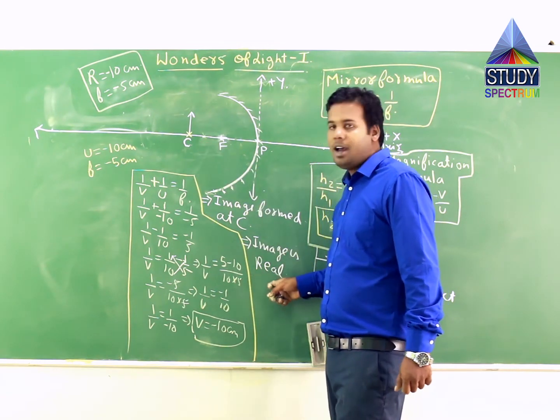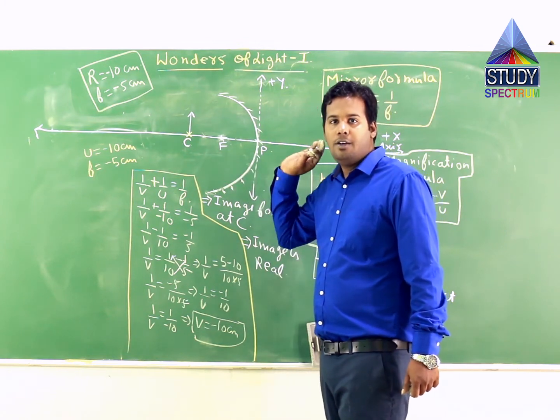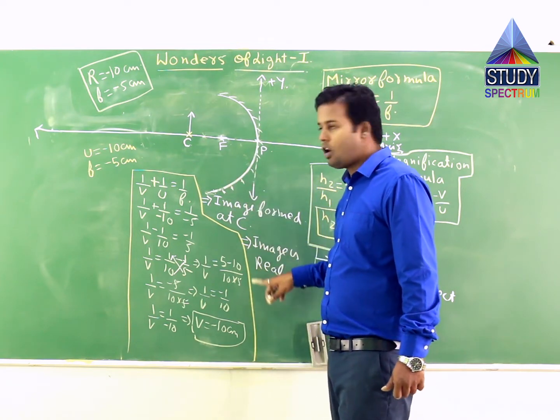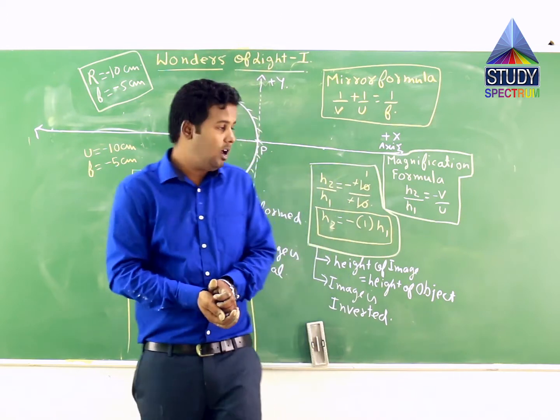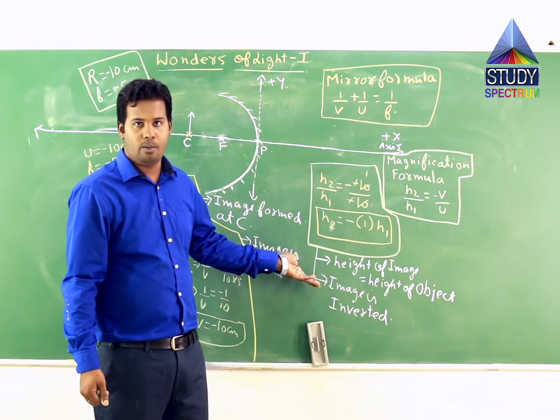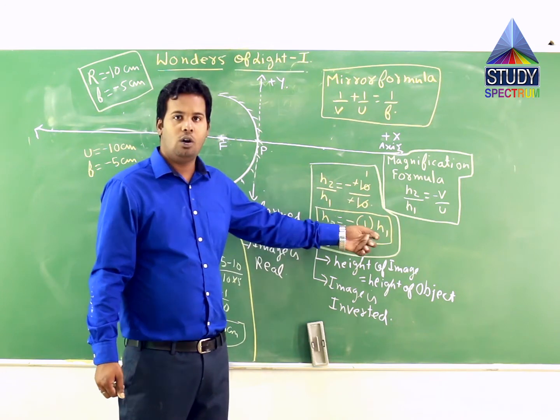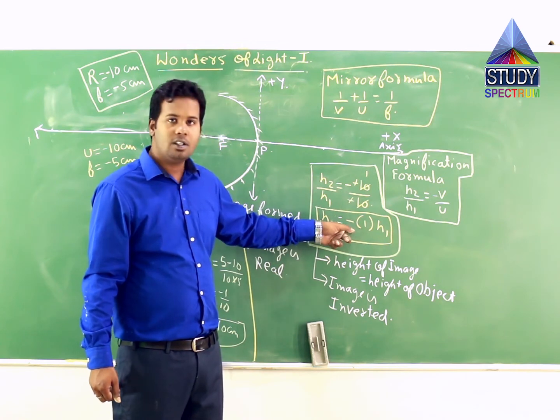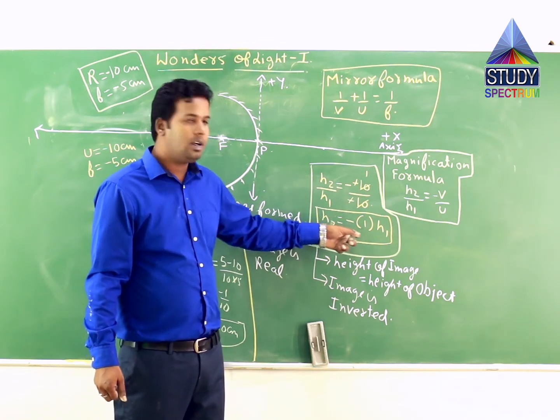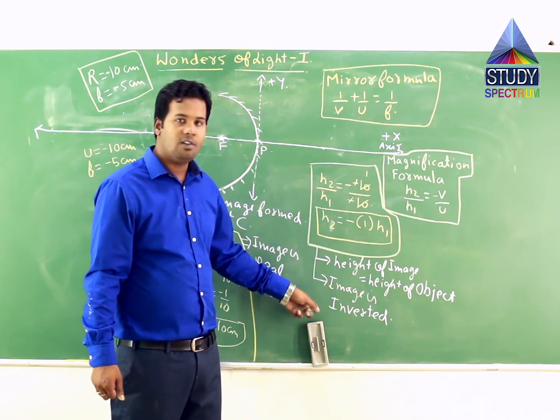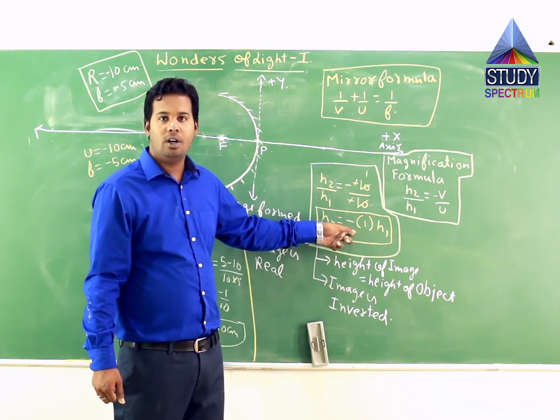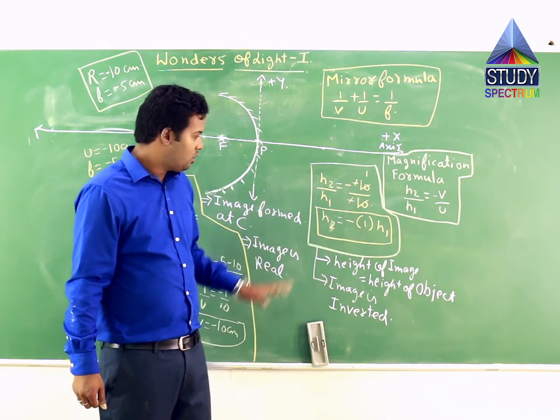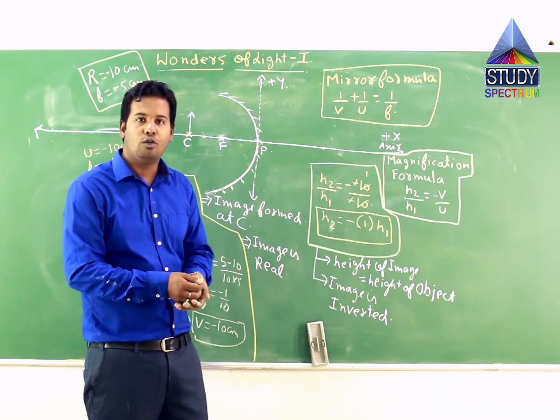And image is real. Why real? Because the image is formed in front of the mirror. If the image is formed in front of the mirror, image is real. So 2 results I have got from mirror formula, and the rest 2 results I have got from magnification formula. That is, height of image is equal to height of object because the multiplying factor is 1 itself, and because of this negative sign, this value is coming out to be negative, so the image is inverted. Had this value been positive, it would have been erect, but it comes out to be negative, so image is inverted. So I have 4 results using the same 2 formulas.